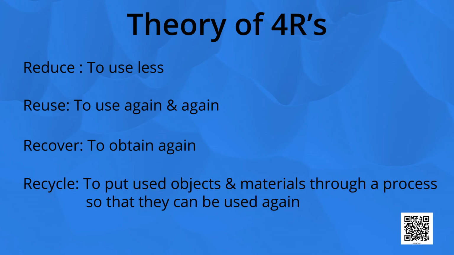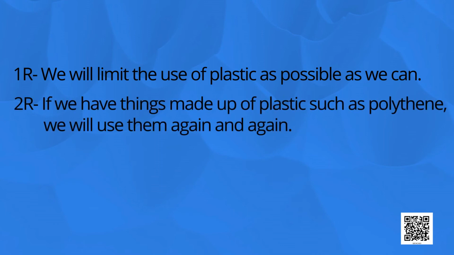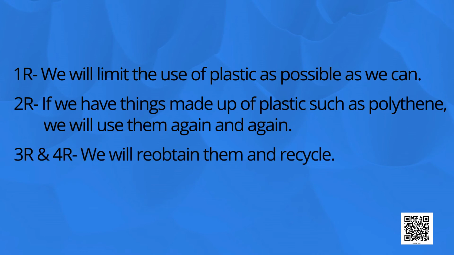So students, we will keep in mind these 4 R's to protect our environment. First R, we will limit the use of plastic as much as we can. Second R, if we have things made up of plastic such as polythene, we will use them again and again. Third and fourth R, we will reobtain them and recycle. Students, it is better to recycle plastic waste. Most of the thermoplastics can be recycled.